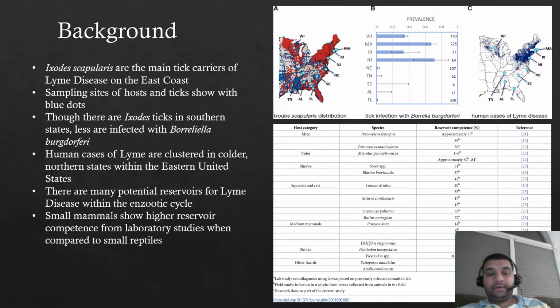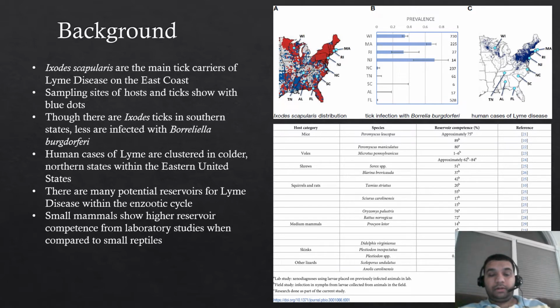If we look at panel B, you can see ticks that are actually infected with Borrelia, and prevalence is drastically different in the northern states than in the south. Then we can also see human cases of Lyme disease. Underneath that we have the reservoir competence, so how likely these reservoirs are to be able to transmit Lyme. We can see it's mainly successful in small mammals.